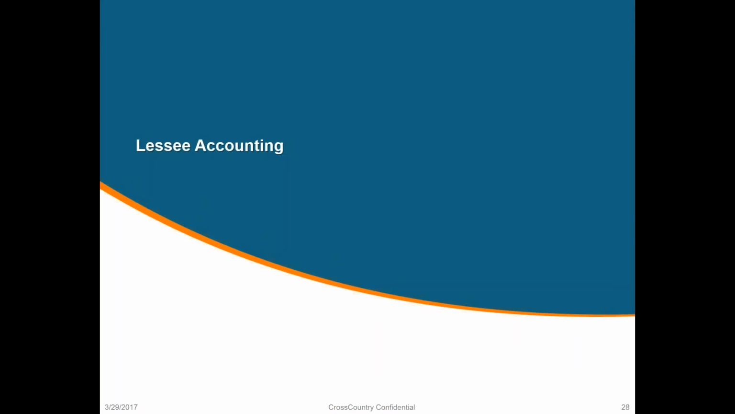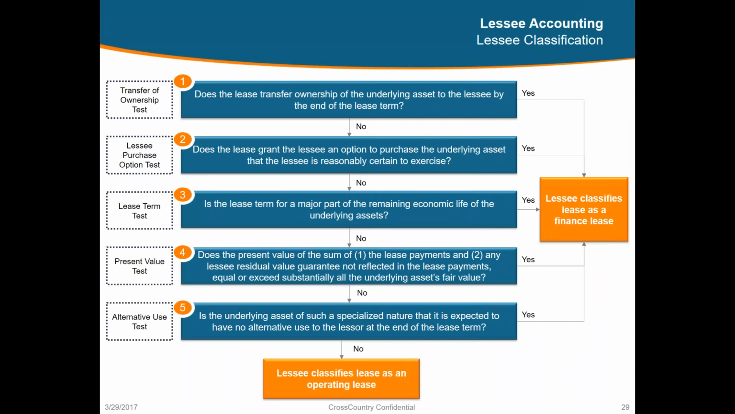Moving into the next section, Jim will now cover the lessee accounting model, including lease classification and measurement. The lessee classification model requires finance lease classification if one or more of 5 criteria are met. These include the transfer of ownership test, the lessee purchase option test, the lease term test, the present value test, and the alternative use test. If none of the criteria are met, the lease is accounted for as an operating lease.